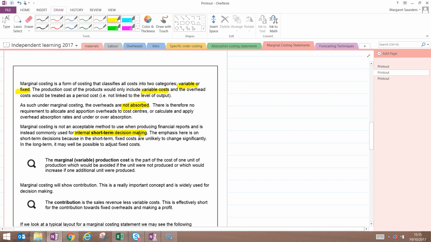So we'll have a look at two definitions. When we are talking about the marginal cost, which can also be referred to as the variable cost, we are considering how much it costs to produce 1 unit of the product, and those costs would be avoided if the unit were not produced. So in other words, what we are considering are purely the variable costs of production. Another term that you will come across with marginal costing is contribution. Contribution is the difference between the sales revenue and the variable costs.